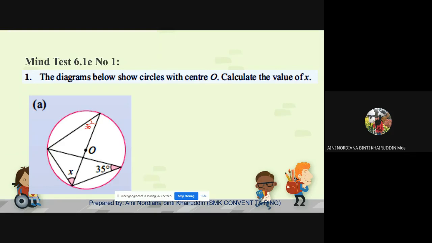Then you need to calculate this angle. So this is diameter, so here is 90. So in order to calculate the value of x, 180 minus 90 minus 35. So the answer is 55.